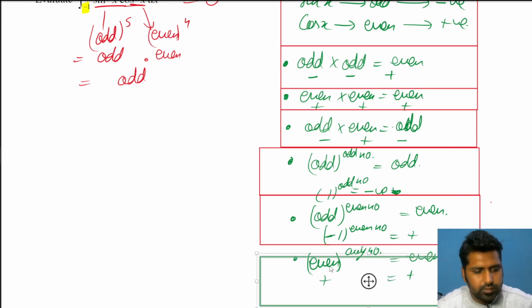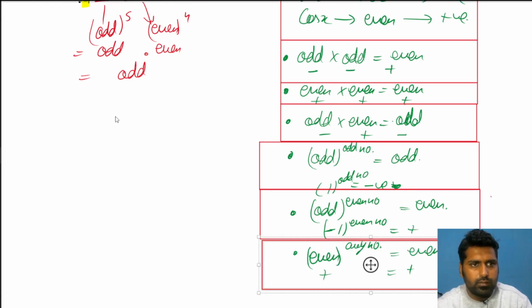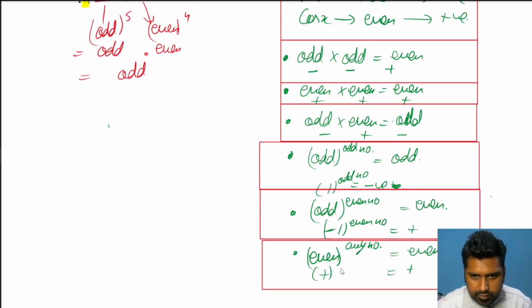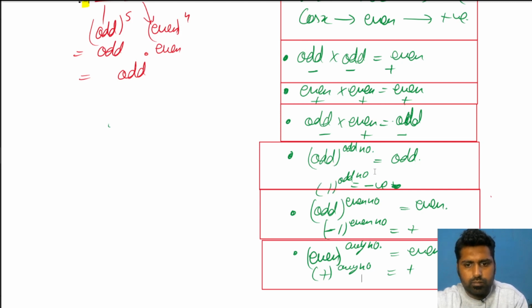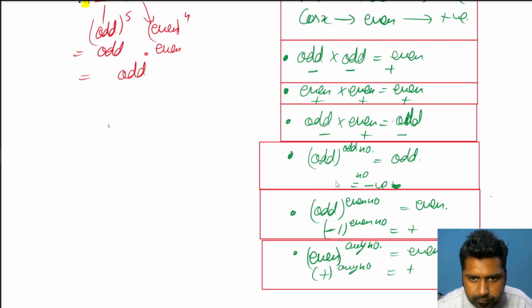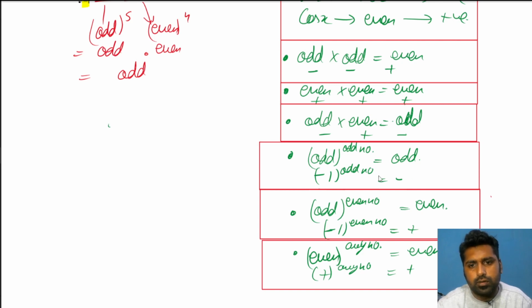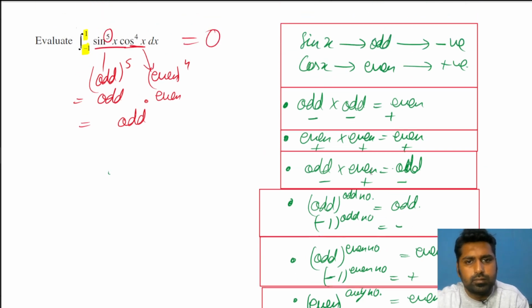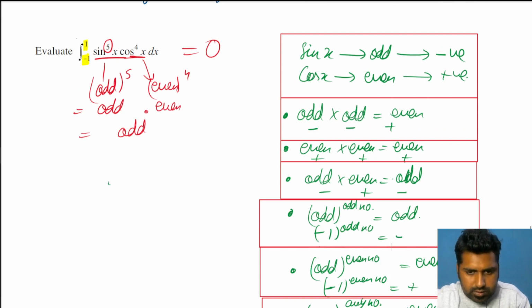Positive raised to power, sorry, so positive raised to any power is positive. Once again, minus 1 raised to an odd power is negative, so odd. Done. All right.